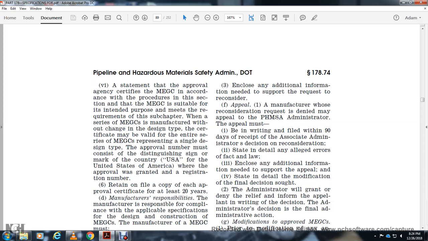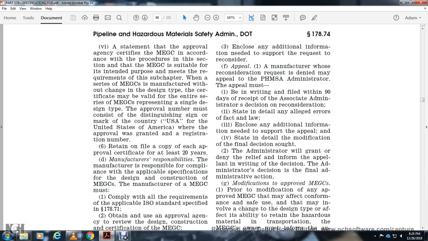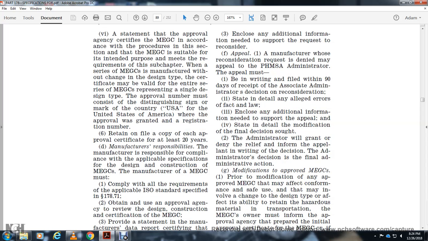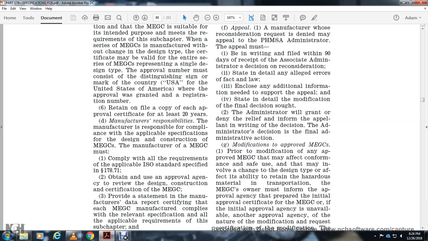Manufacturer responsibility. The manufacturer is responsible for compliance with the applicable specification in the design and construction of the MEGC. The manufacturer's MEGC must comply with all the requirements of the applicable ISO standards specified in 178.71. Obtain approval by the agency to review the design and construction certification of the MEGC. Provide a statement of the manufacturer's data report. Certification of the MEGC: the manufacturer must comply with the relevant specification and all applicable requirements of the subchapter.